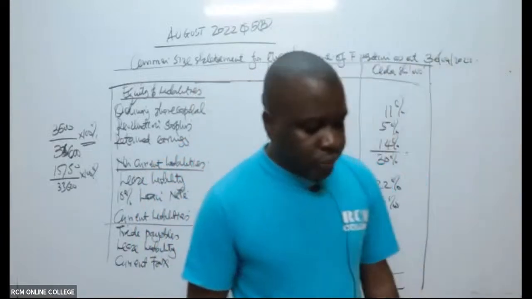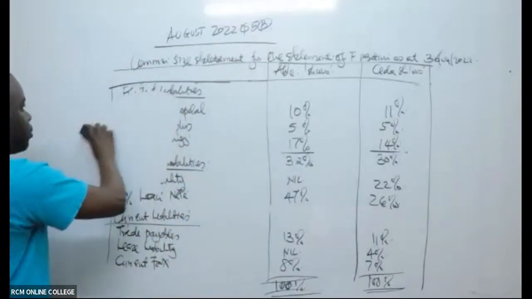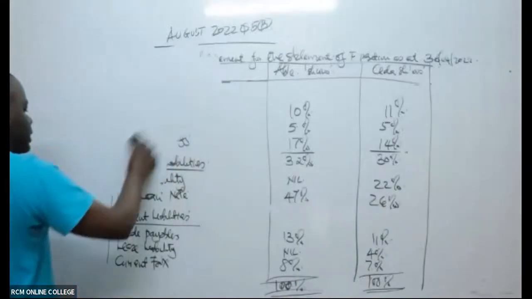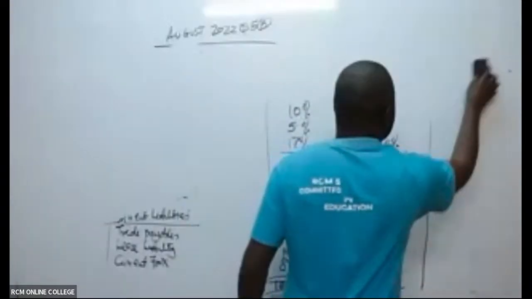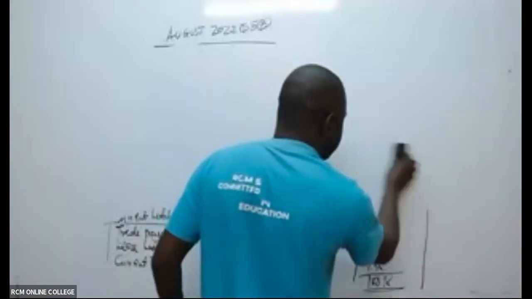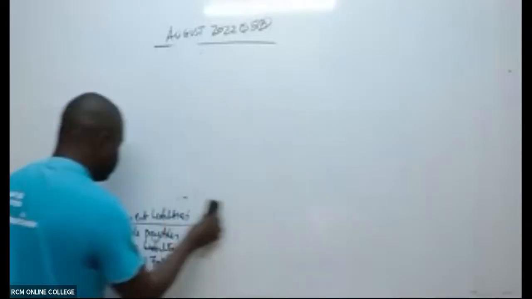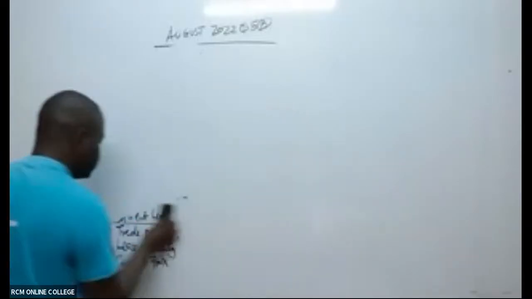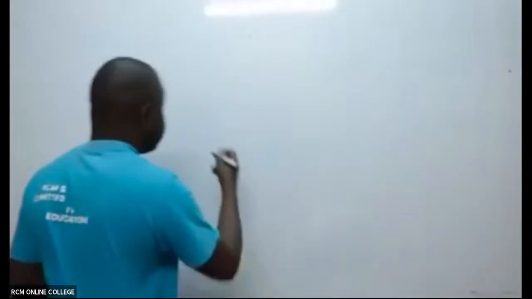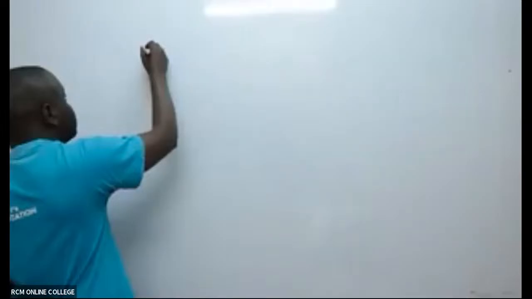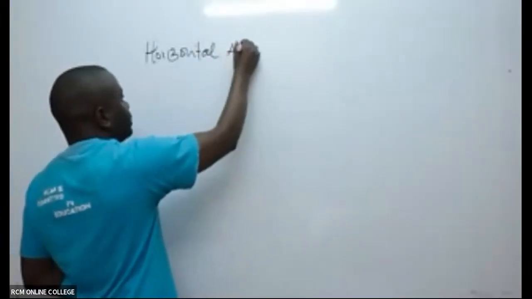So I want us now to look at what we call horizontal analysis. You can wind up on this analysis by looking at horizontal analysis, as opposed to vertical analysis. So we can look at horizontal analysis under common size statements. How do you do horizontal analysis?